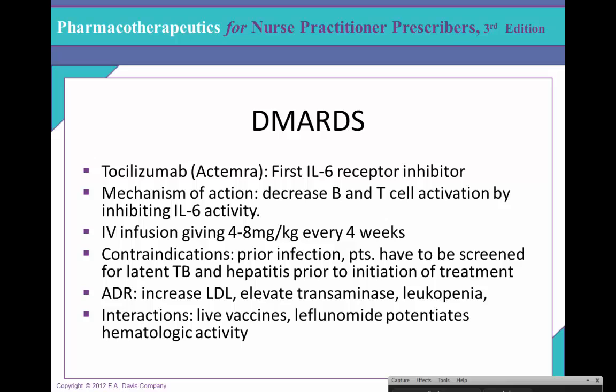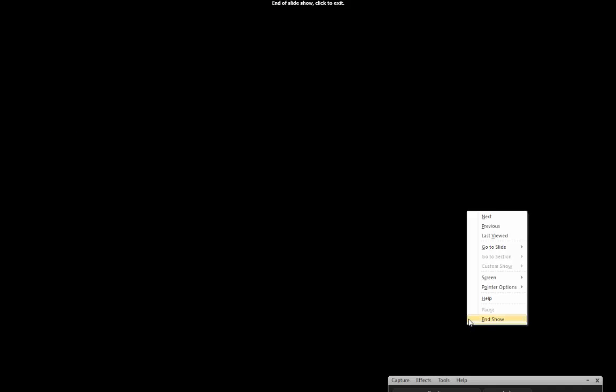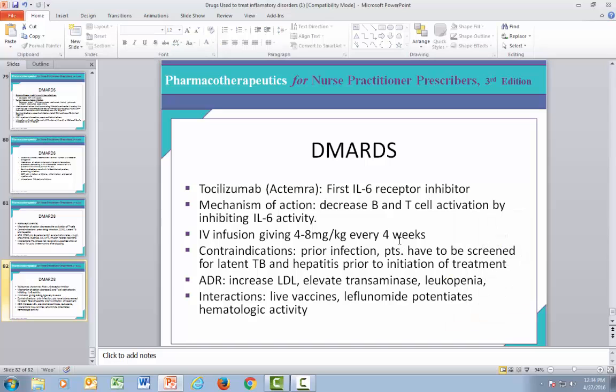Tocilizumab, Actemra, is again an interleukin receptor inhibitor, tumor necrosis factor inhibitor, decreases B and T cell activation. It's basically given by IV infusion, and contraindication again is an active infection, any type. So that's the end of this presentation for inflammatory conditions.